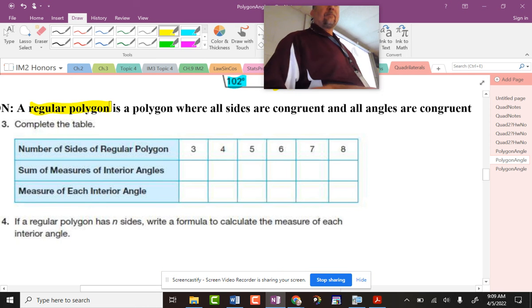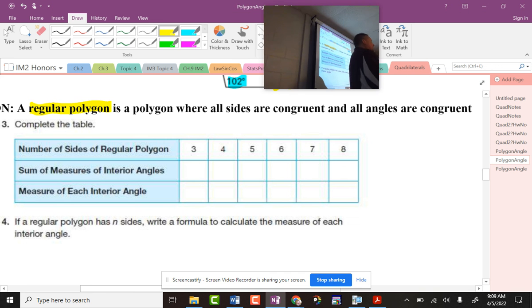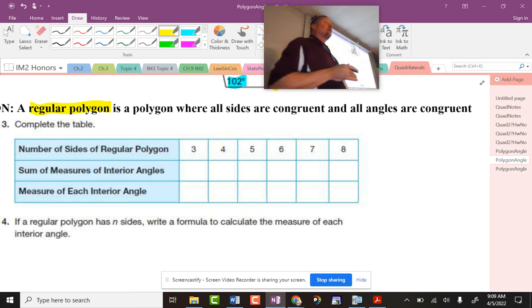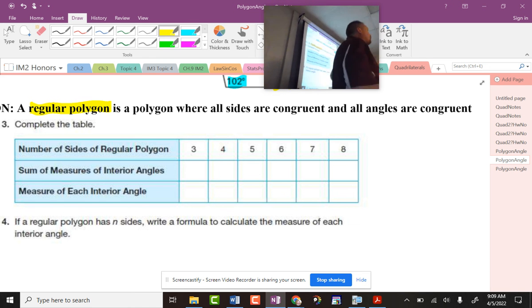If you remember, you probably don't, I kept trying to use the word regular for average quadrilaterals, and that is completely incorrect because a regular polygon is actually very specific. By the way, I have a question. What is a regular quadrilateral? Raise your hand. Which one specifically is a regular quadrilateral? It's a square. There's only one answer for that.